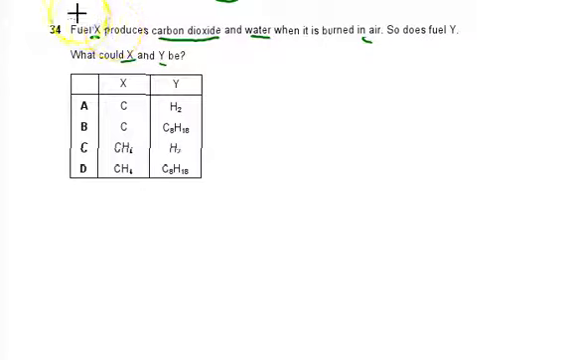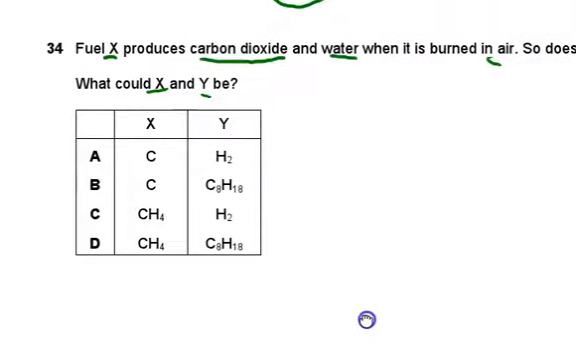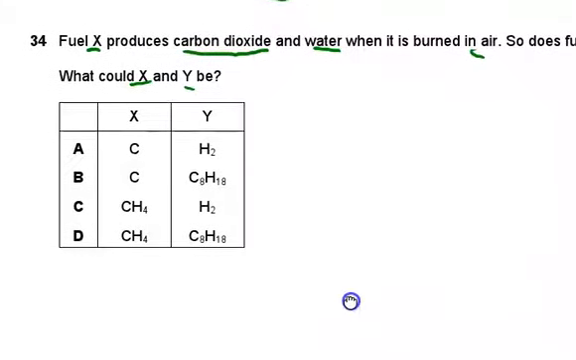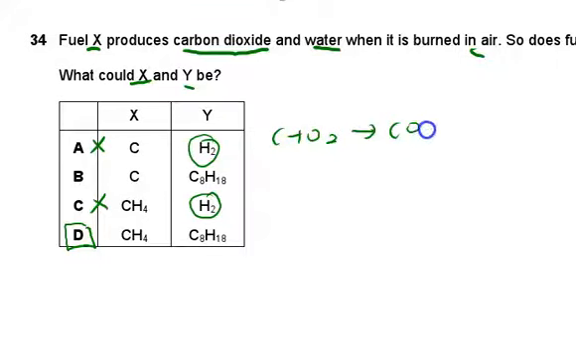It should be, fuel should be either alkane or alkene. So if you look properly here, hydrogen will produce water only. They do not produce carbon dioxide. So A and C is not the answer. And your best answer here will be D. Because carbon, when they got burned, they will produce a carbon dioxide, and there will be no water.